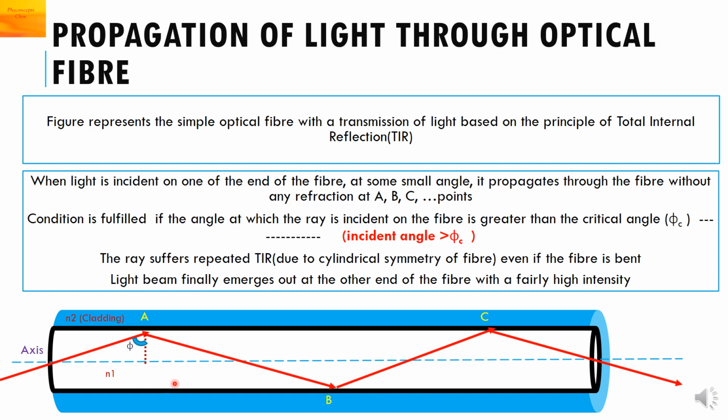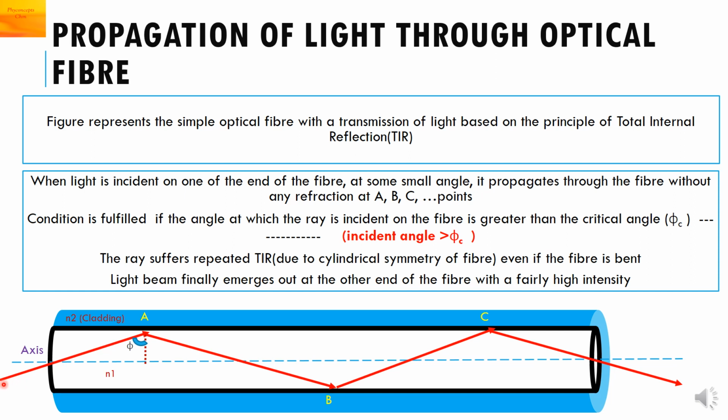We can see this part, the white part that you can see, this is the core having a refractive index N1, and it is covered by the cladding having a refractive index N2. This is the axis of the optical fiber.